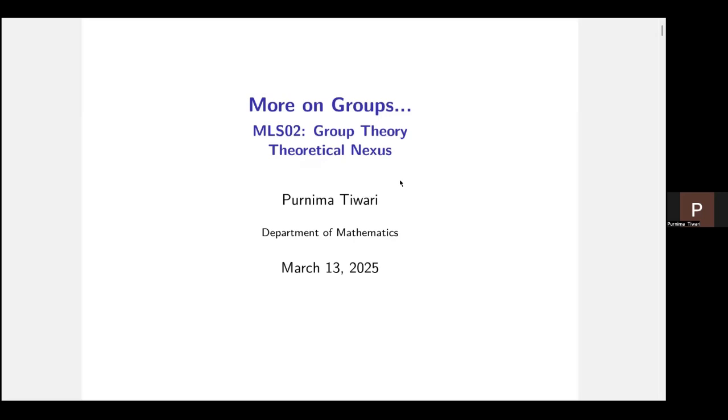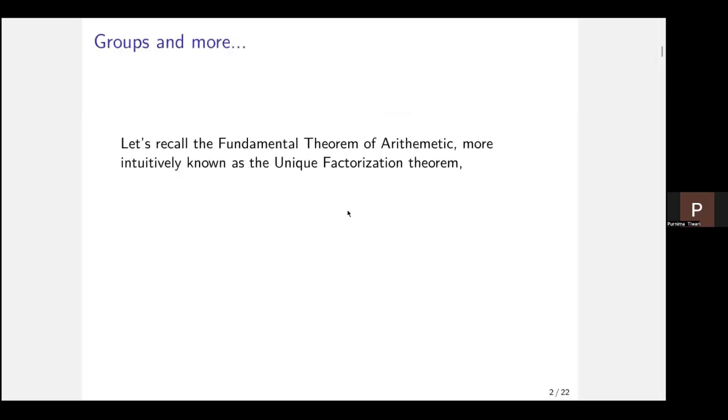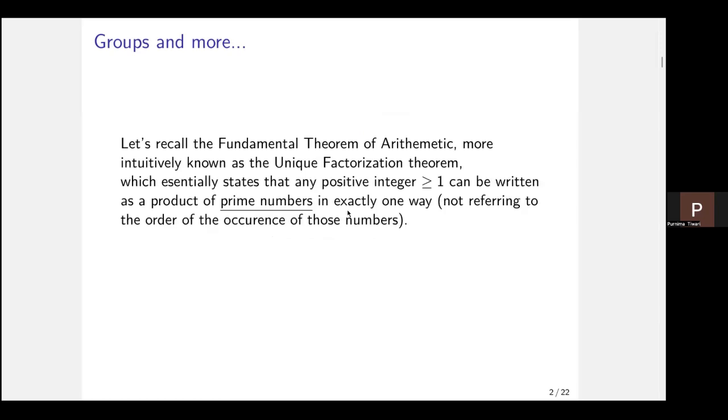So this is the 13th lecture in the series, and we are going to explore more on groups. To begin with, let's recall the fundamental theorem of arithmetic, more intuitively known as the unique factorization theorem, which essentially states that any positive integer greater than or equal to 1 can be written as a product of prime numbers in exactly one way. Of course, not referring to the order of the occurrence of those numbers.